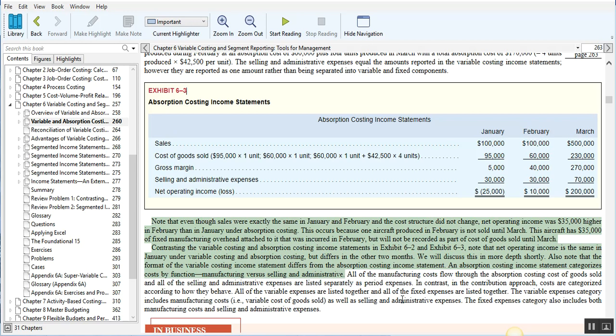Contrasting the variable costing and absorption costing income statements in Exhibits 6.2 and 6.3, note that net operating income is the same in January under both methods, but differs in the other 2 months. And we'll discuss more about that in the subsequent parts of this chapter. But also note that the format of the variable costing income statement is different from absorption costing, because absorption costing categorizes cost by function rather than variable or fixed. So that we're really looking at whether these costs are a part of the manufacturing cost or a part of the period cost.